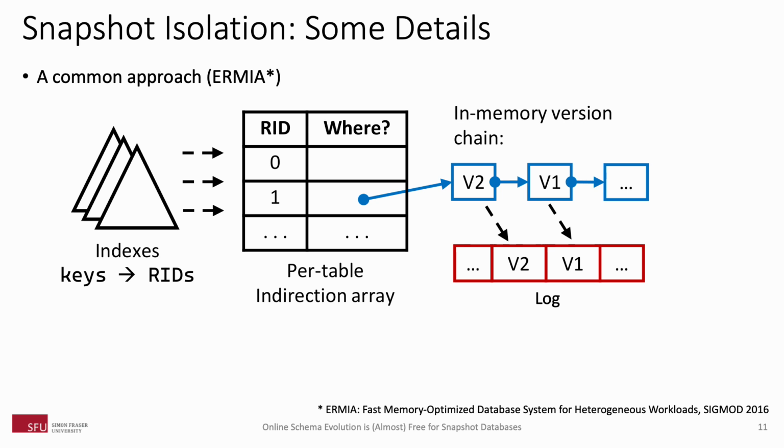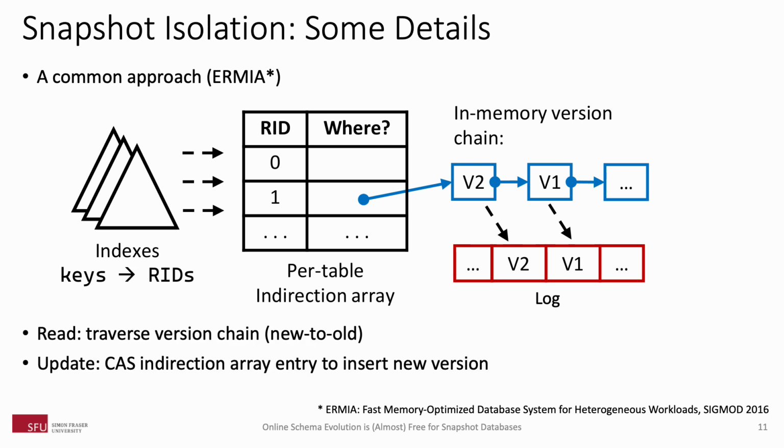We base our approach on a representative SI design, ERMIA. Other engines like Hekaton can also do snapshot isolation. In our system, a table has a primary index mapping keys to record IDs. Records reside in tables, which are indirection arrays. A record in a table has multiple versions as well, which are stored in an in-memory version chain, and such versions can also be persisted into underlying storage, like the log here.